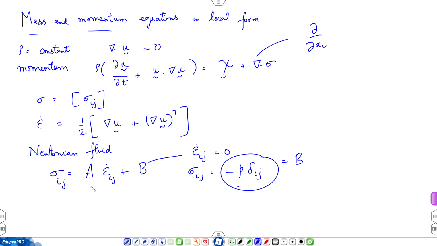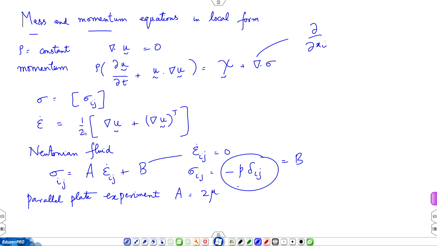So, this a then becomes, by reference to the parallel plate experiment, a is equal to 2 mu. It is factor 2 because epsilon dot has a factor half. We brought in that half as the average of delta 1 and delta 2, the angular rotations of the element that was under consideration. Okay.